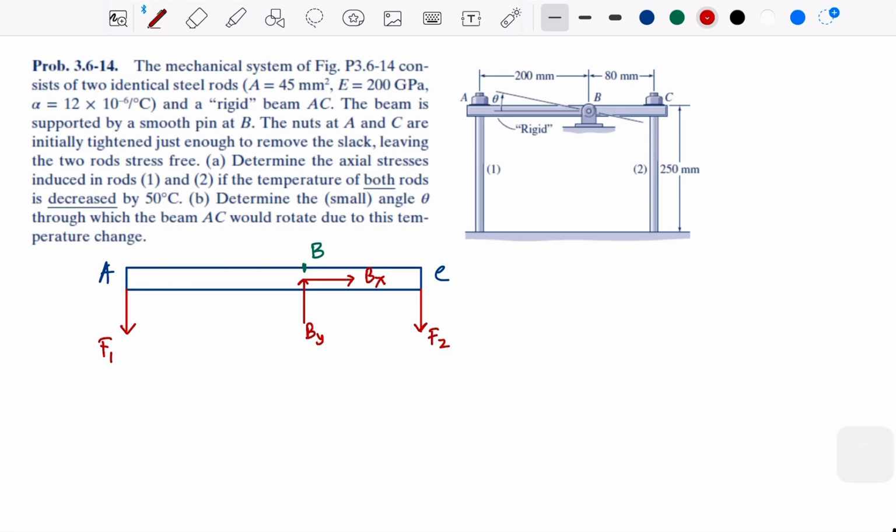So we can take the moment with respect to B, and we can know the relations between F1 and F2. That's, I think, the very first step that we can take. So take the sum of moments at B equal to 0. This is 200 millimeter. This is 80 millimeter. Let's say this is positive like that.